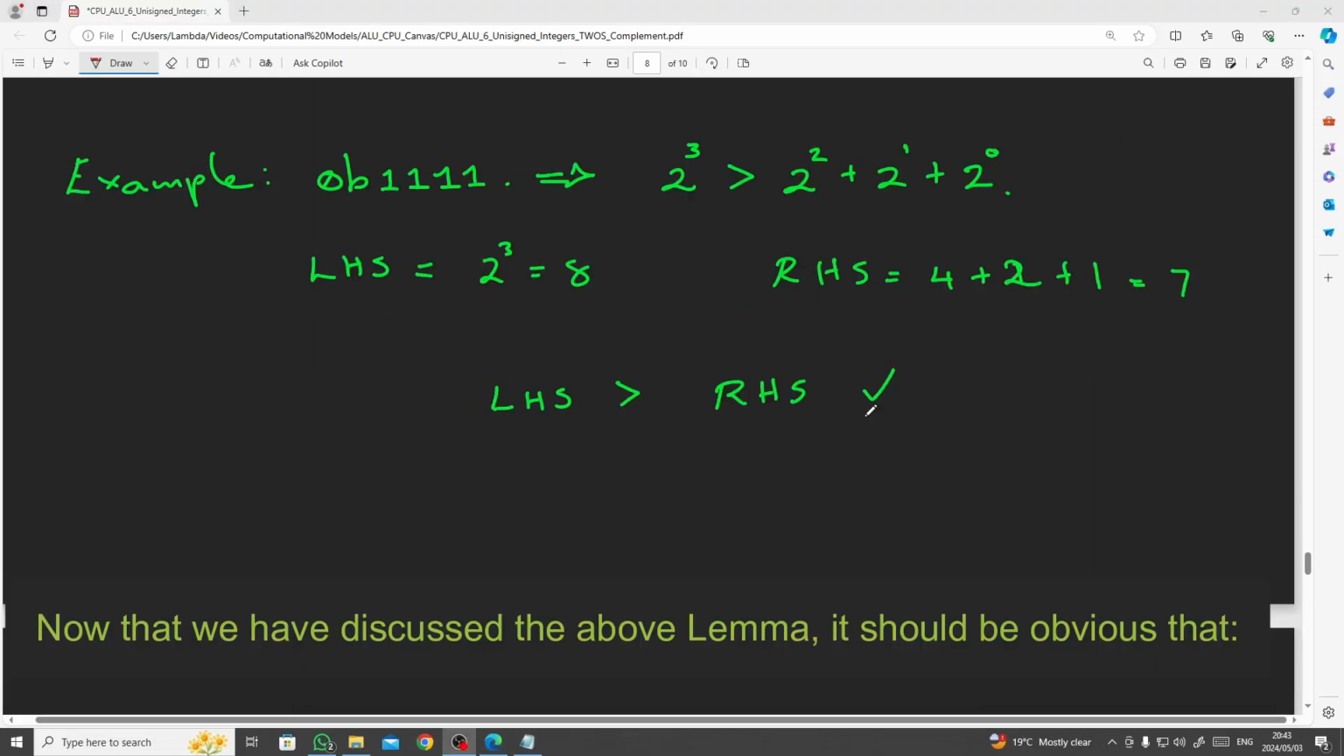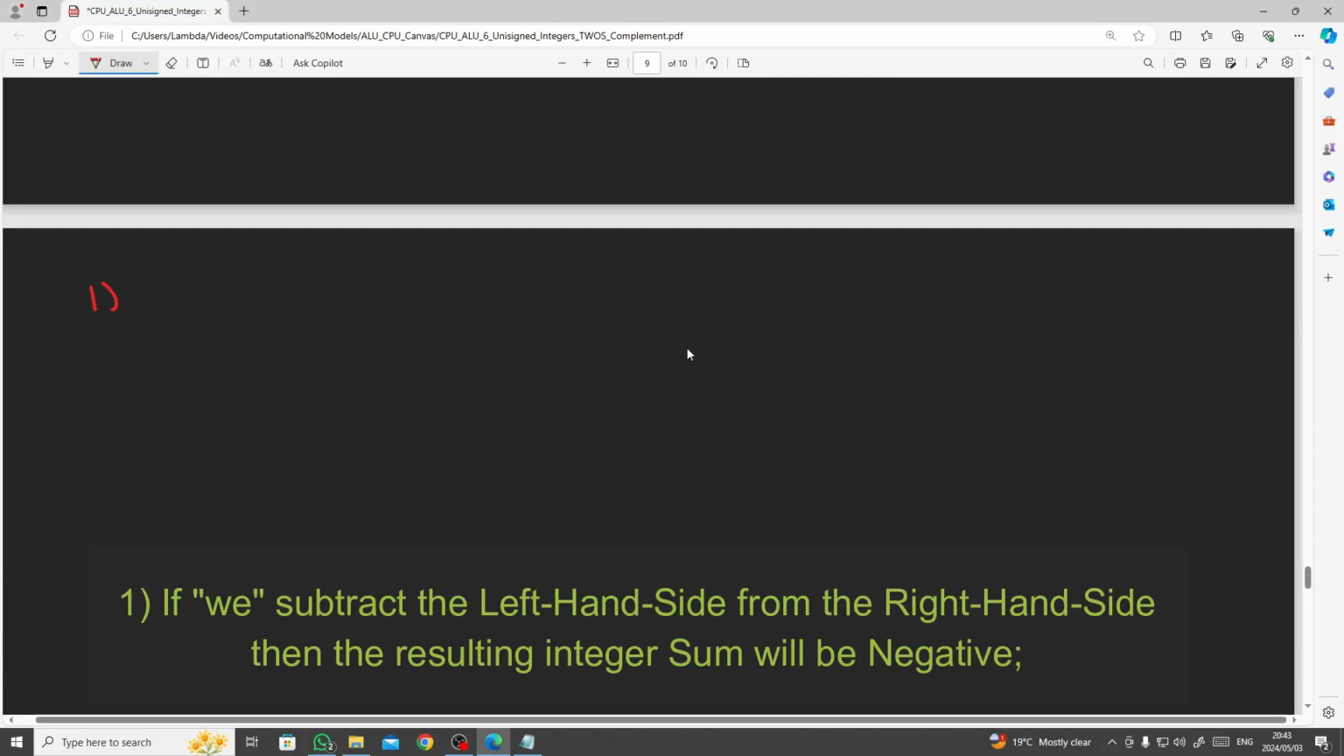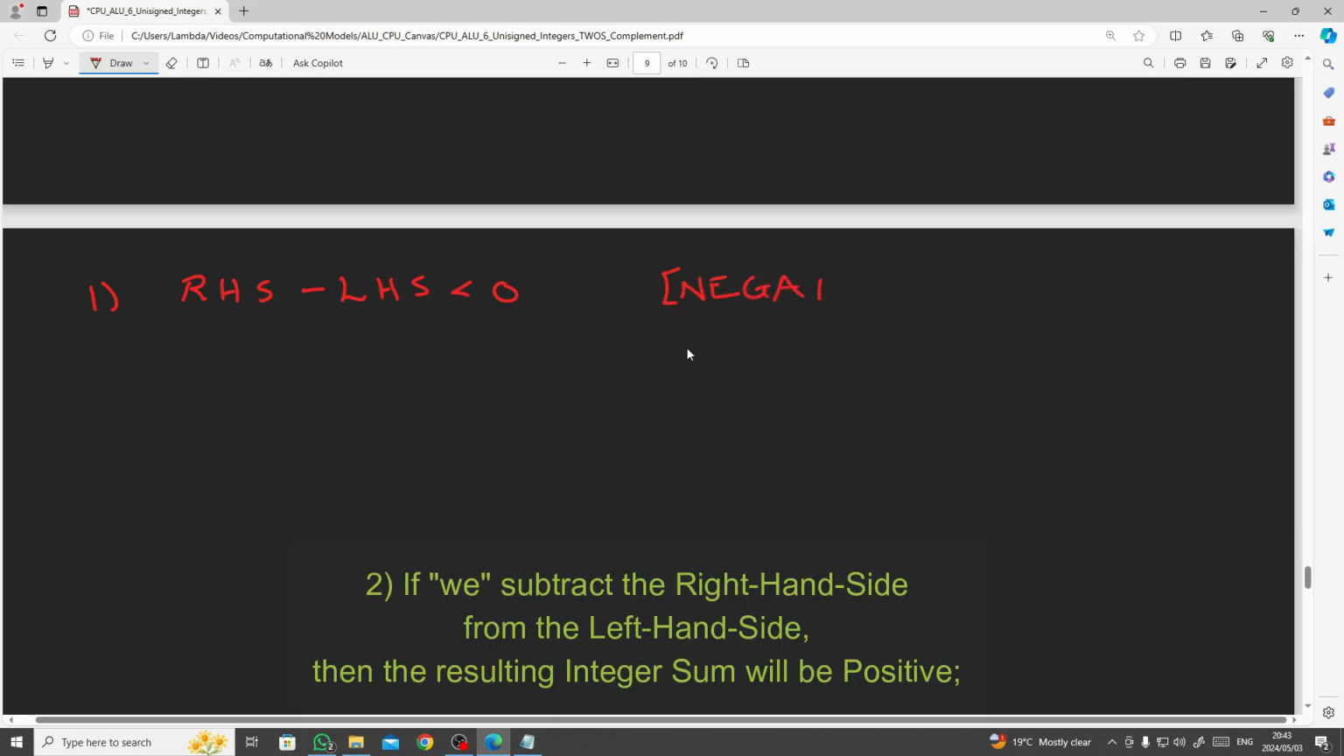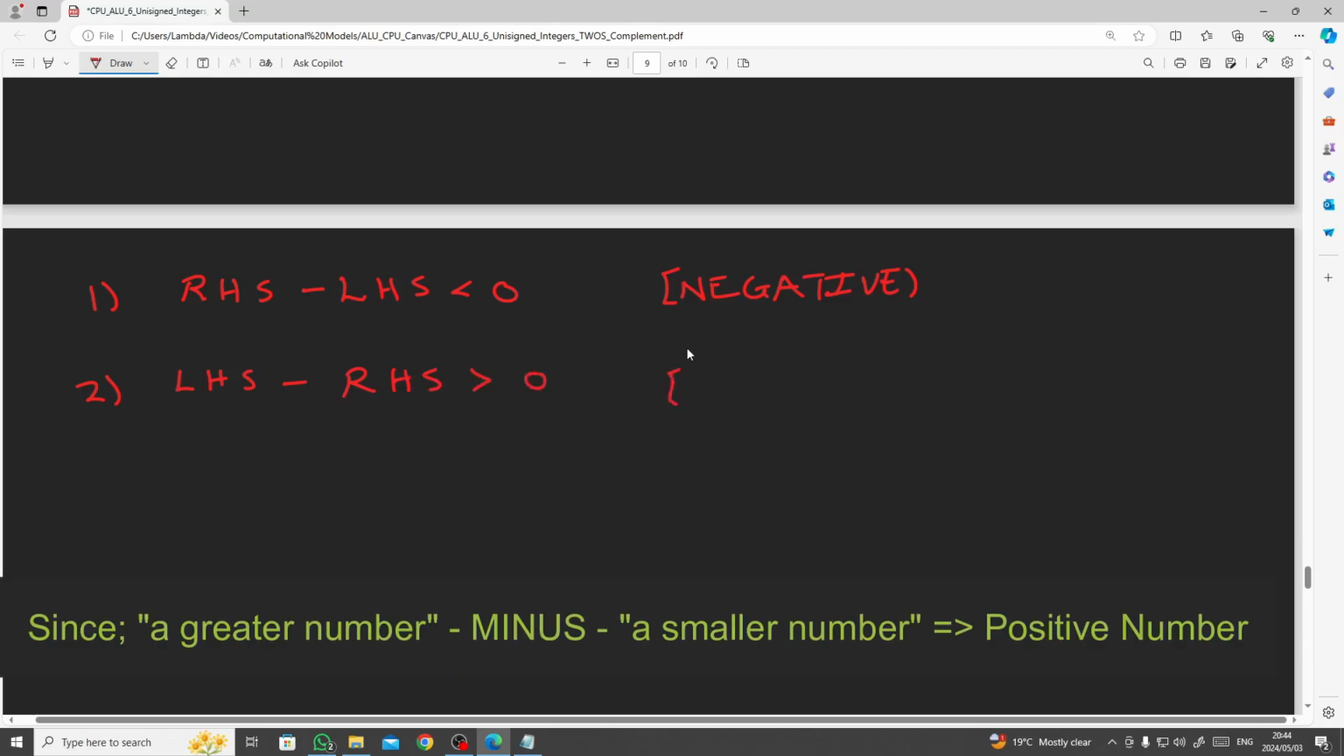From the above discussion, it should be evident that if we subtract the left-hand side from the right-hand side, then the resulting integer sum will be negative, since a smaller number minus a larger number gives us a negative number. In contrast, in case number 2, if we subtract the right-hand side from the left-hand side, then the resulting integer sum will be positive, since a greater number minus a smaller number gives us a positive number.